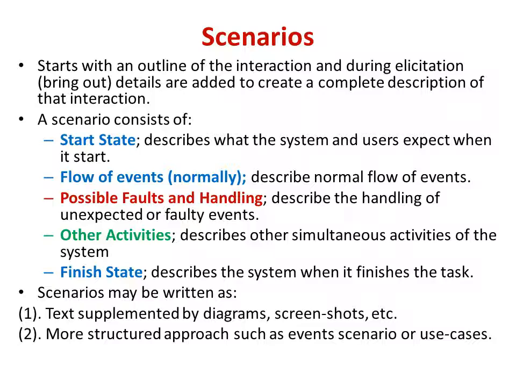Possible faults and handling. Here we need to describe and outline what kinds of faults, or let's say exceptions, might occur and how we can handle these errors or faults. Other activities. Here we need to give more clarification about concurrent activities that might occur during this interaction, and the finish state describes the state of the system after finishing the interaction or the feature or the requirement. The scenario could be written as text and supplemented by diagrams, screenshots, tables, etc. And there are more structured approaches, such as event scenarios or use cases.